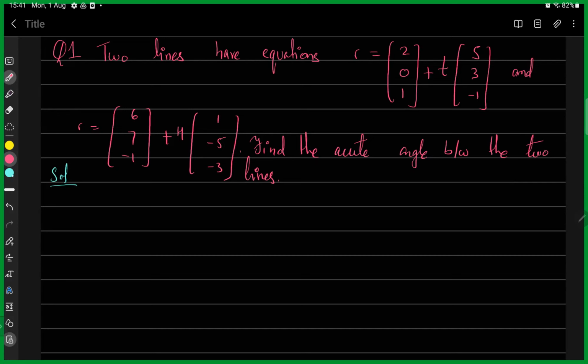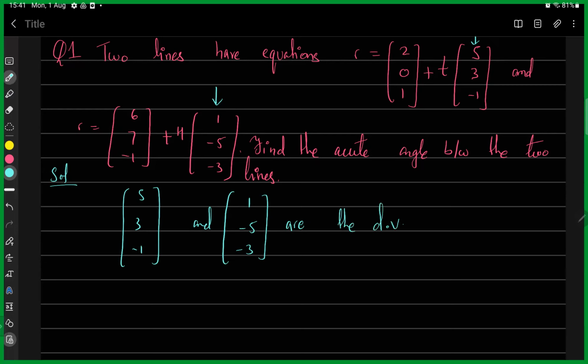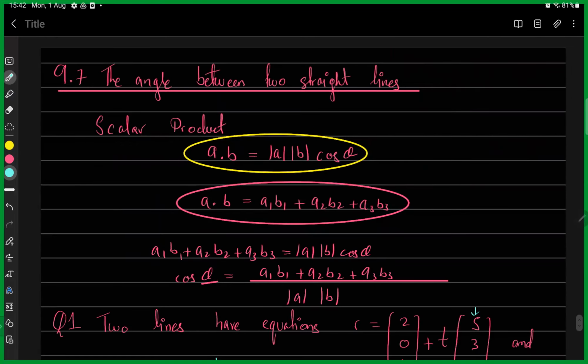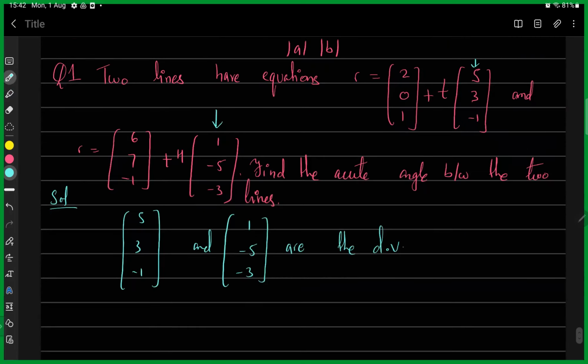Okay. In order to solve this, we need to talk about the directions of the line. Okay, so this is the direction vector for line 1, and this is the direction vector for line 2. So (5, 3, minus 1) and (1, minus 5, minus 3) are the direction vectors. So we are going to use these direction vectors in this formula and then we will find out the value of theta. Okay.